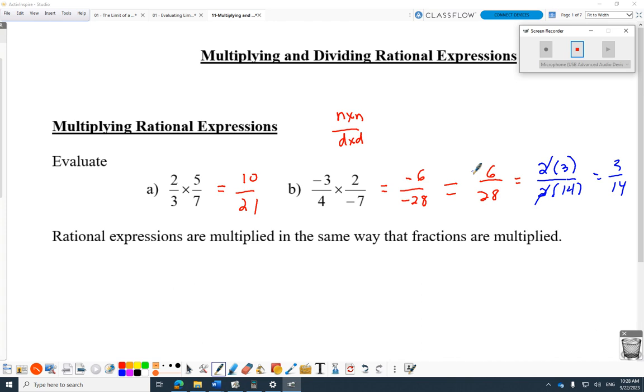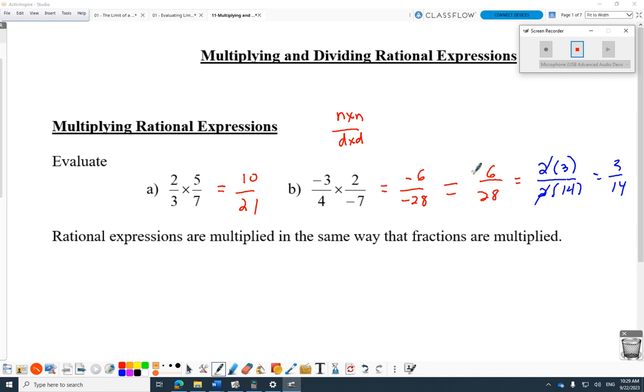There is another step, though. This one worked out to -6 over -28, which first I canceled the negatives, but then I common factored out a 2. That's maybe not the way you thought about it. I common factored out a 2, and that canceled, and I got that down to 3 over 14. Just remember that when I go to later examples, the factors can cancel.